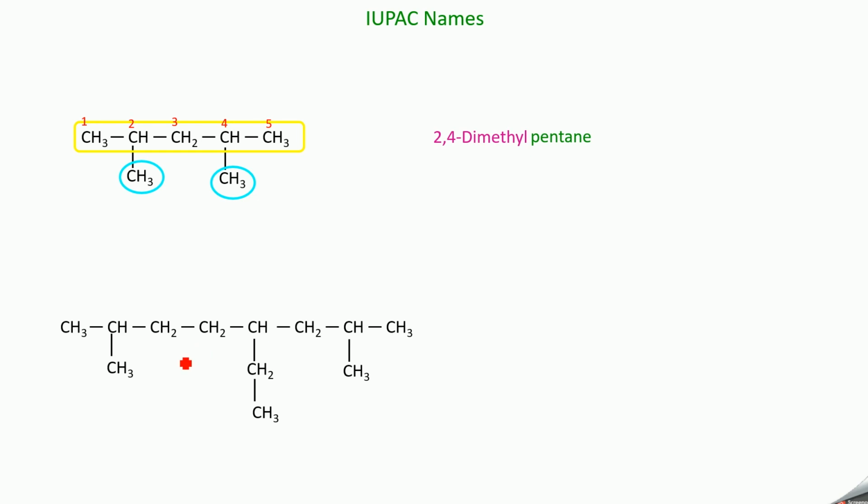Next you take this one. The longest chain must be this one. It contains 8 carbon atoms. But if you take this one, which contains only 7 carbon atoms, it cannot be the longest chain. It's a continuous one, but it's not the longest chain because it contains only 7 carbon atoms.